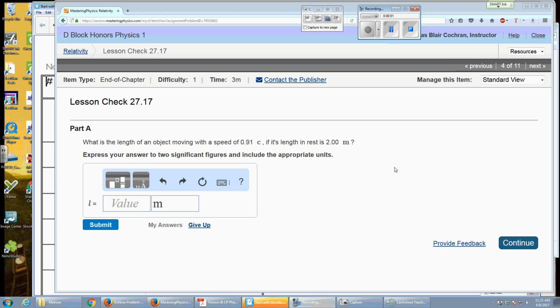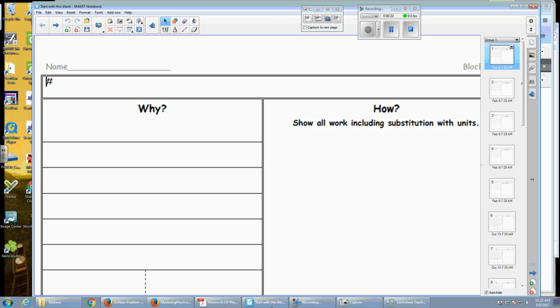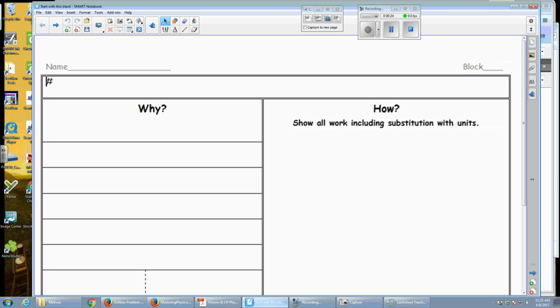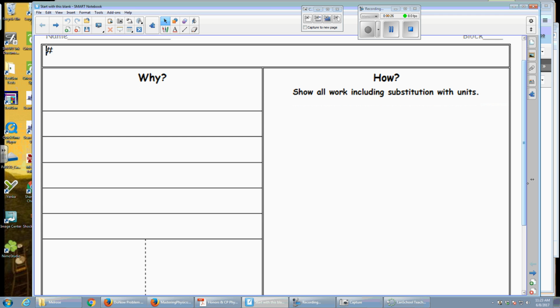Alrighty, folks. Let's start with number 4. What is the length of an object moving with the speed of 0.91 c if its length at rest is 2.0 meters?